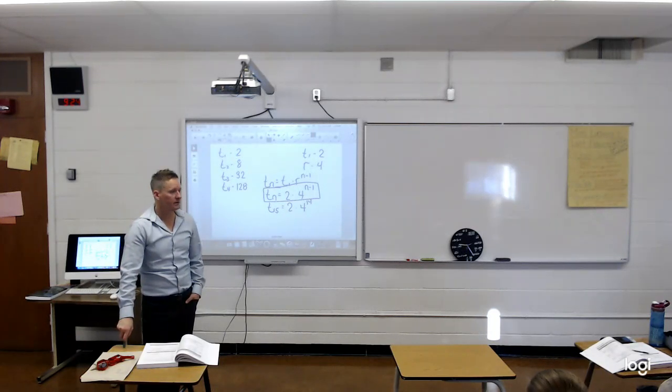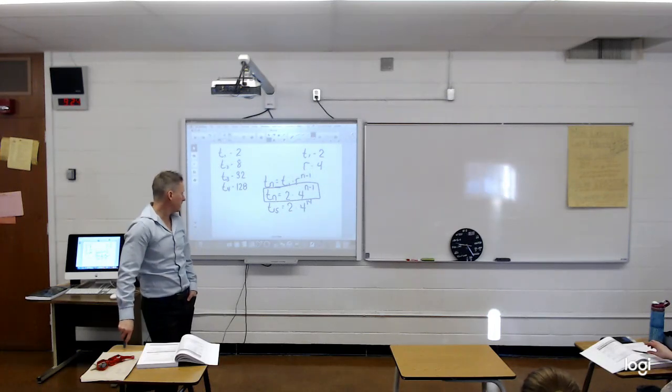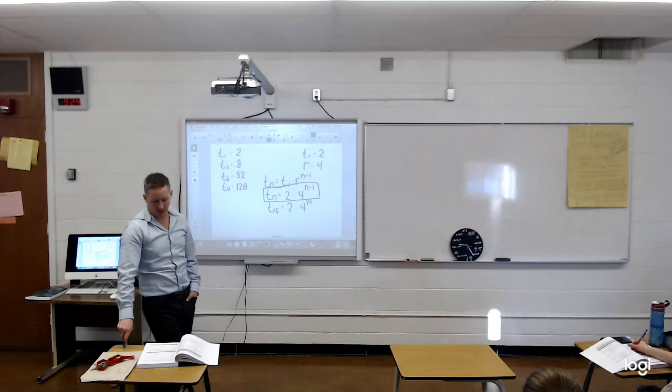So far, so good? So if you filled in your blanks all the way down, you would have t to the n equals 2 times 4 to the n minus 1 as your general term of this sequence.